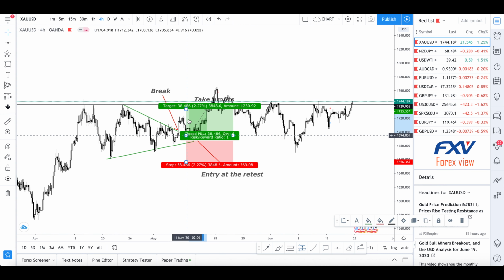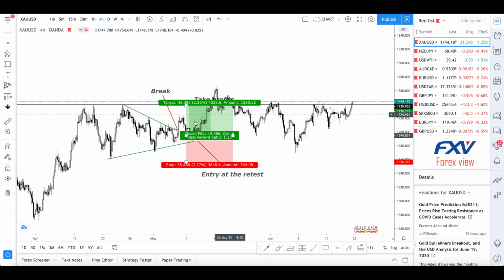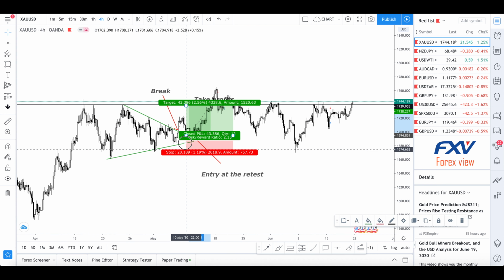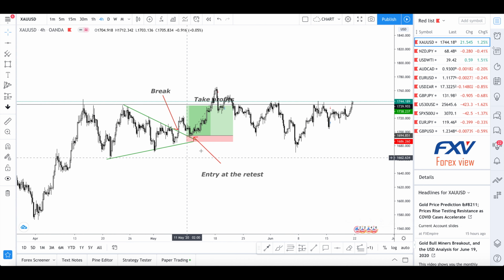And we add to count our pips. Simple as that. You gain 430 pips as easy as this.